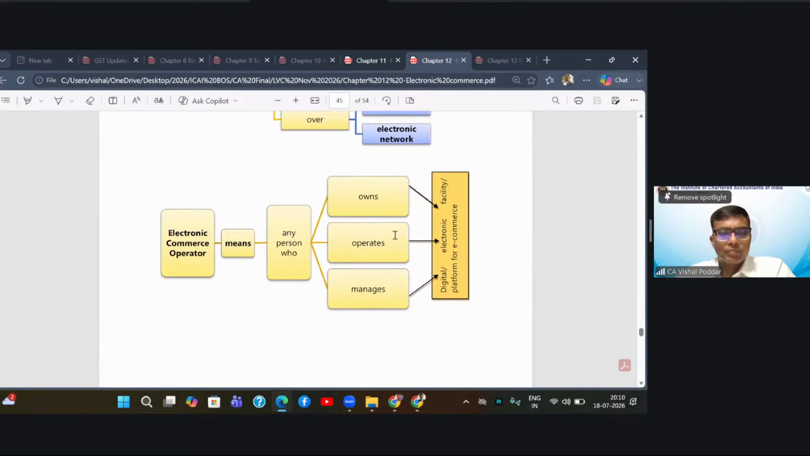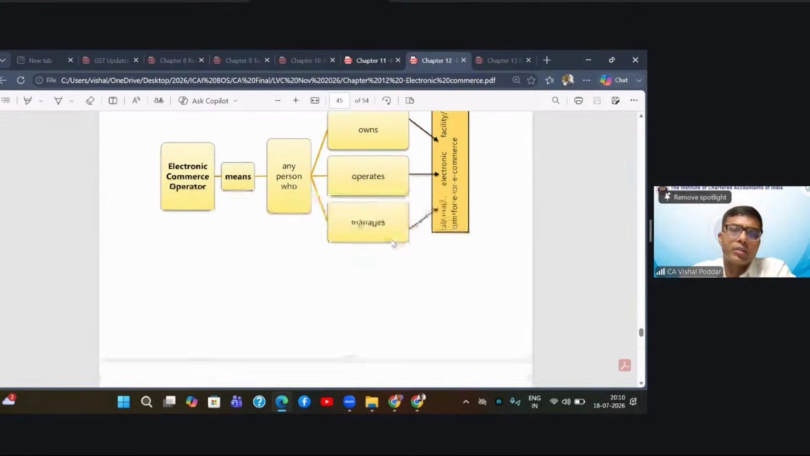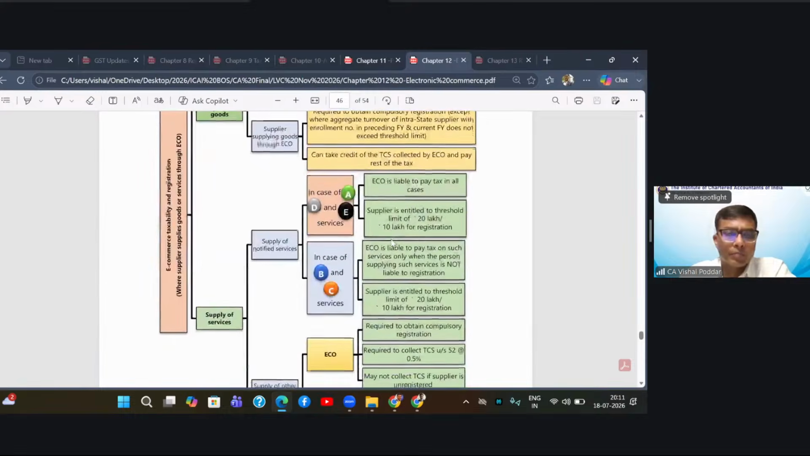Now important, the definition of e-commerce operator. E-commerce operator will mean a person who either owns, operates, or manages what? The digital or electronic facility or platform for doing e-commerce. So such a person who is owning, maintaining the digital platform, that is an app, is called the e-commerce operator.